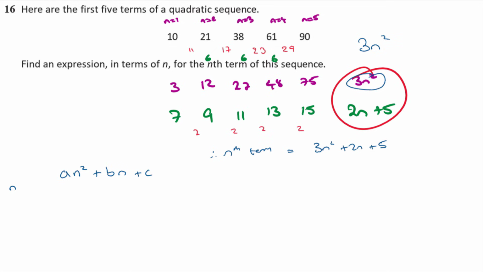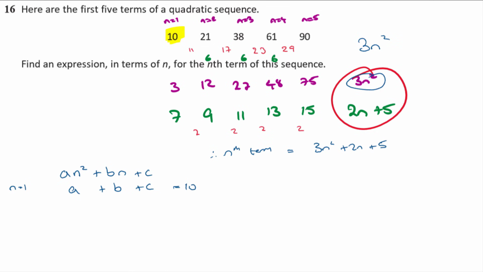Now, when n is 1, that's the first term of our sequence, isn't it? So when n is 1, then an squared plus bn plus c, I'm going to have 1 squared times a, that's a, plus 1 lot of b, which is b, plus c, okay? And I know that that is equal to the first term of my sequence. It's actually equal to 10.